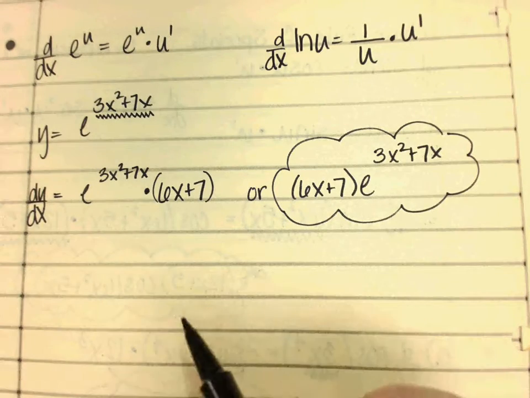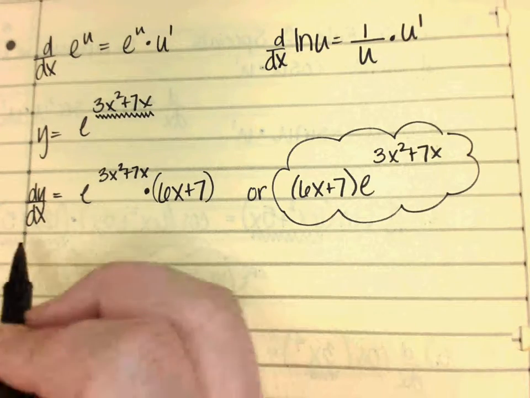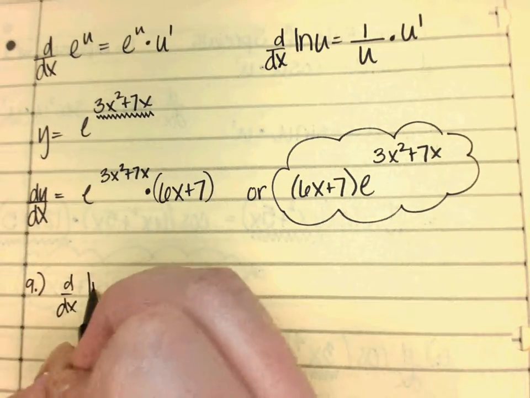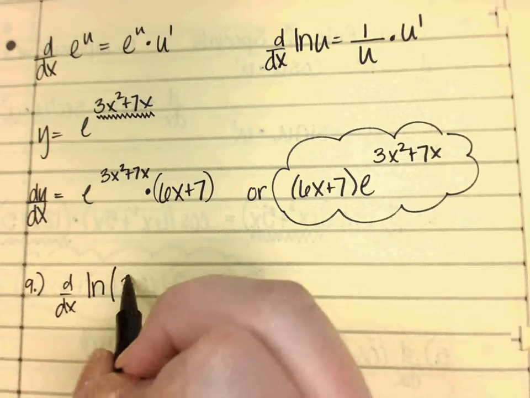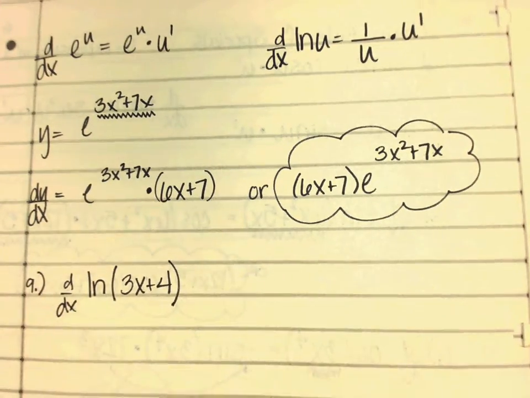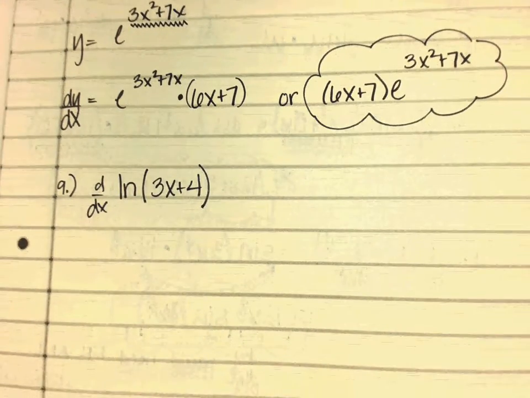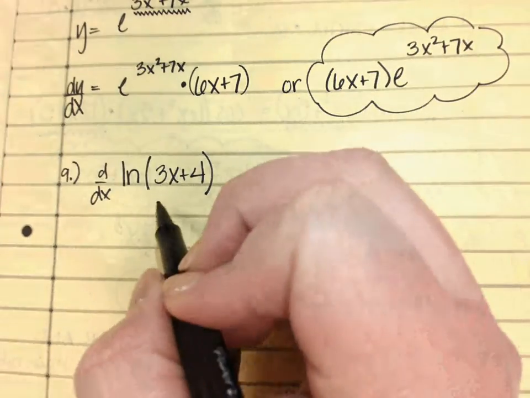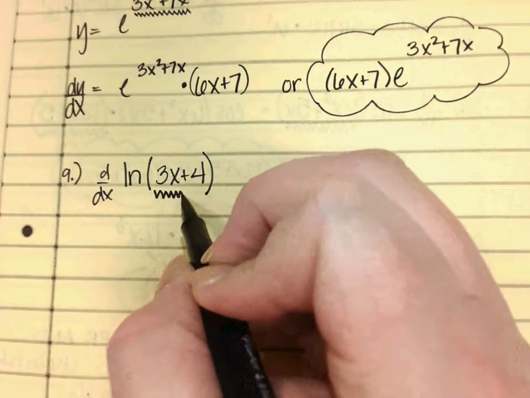What number am I on? 9. d dx of ln of 3x plus 4. Underline the core. Core is your u. What is u in this case? 3x plus 4.